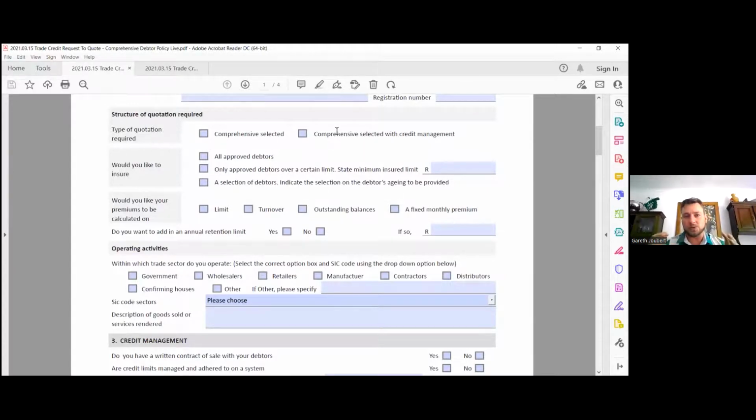The difference between the two: a comprehensive selected policy means the seller, the policyholder, submits buyers for cover. We'll underwrite those and they'll automatically be loaded for cover as we go. That's assuming the quote has been accepted. So they do this process, we come back with a quote, and if they accept the quote, all the buyers they request cover on will automatically be loaded for cover.